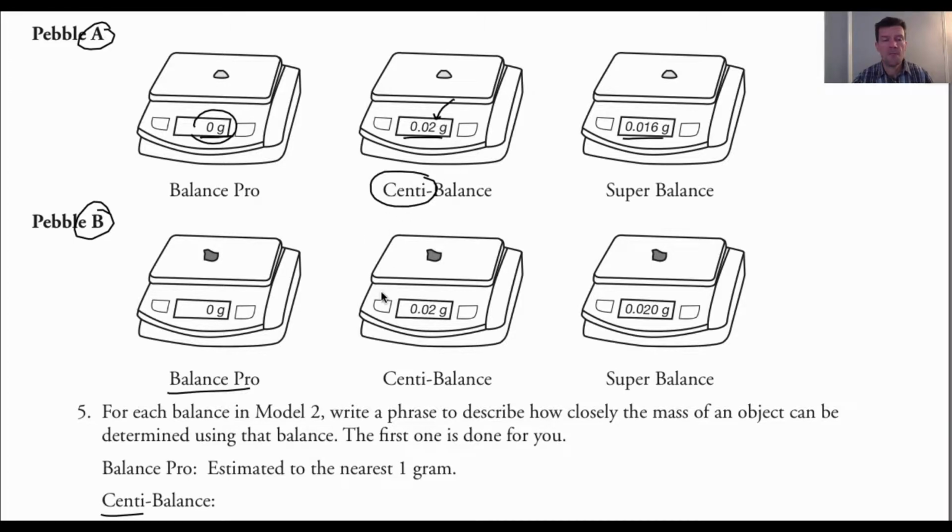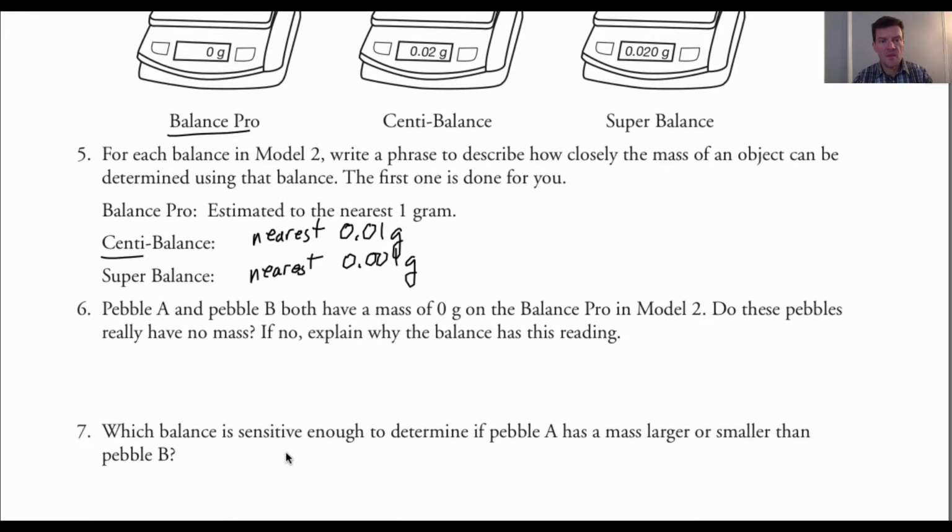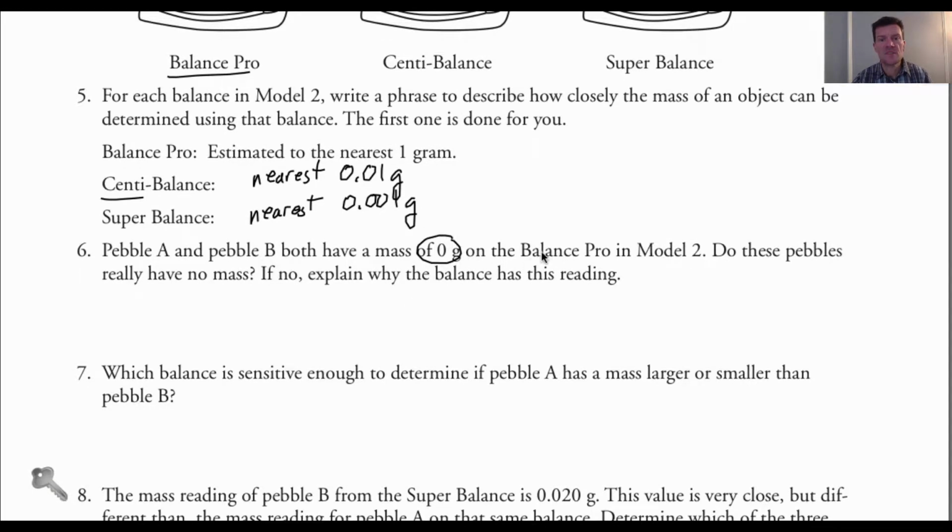The centibalance, appropriately called because centi means hundredth, is measuring to the nearest hundredth of a gram. And so this is going to estimate to the nearest hundredth of a gram. And then you've got the super balance, super duper balance, and it is measuring to the nearest thousandth of a gram, going out 3 decimal places to the right of the decimal point. And so that is going to go to the nearest thousandth of a gram.